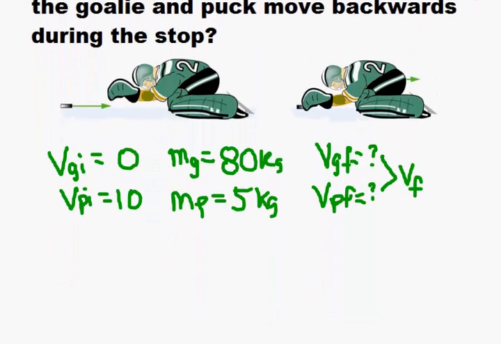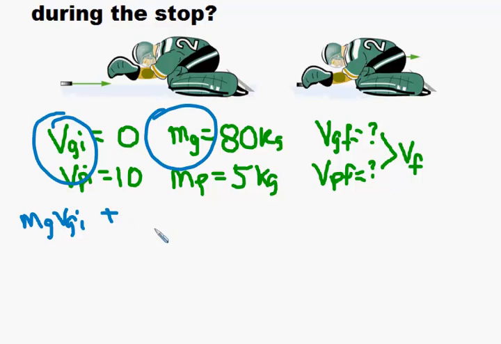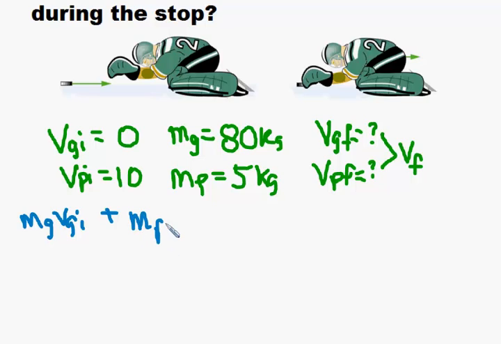All right, and now we write our equation, plug in our numbers, and solve. So writing out the equation. On the left-hand side, momentum initial, m times v initial. So mass of the goalie, velocity of the goalie initial, that was these two. And then we add mass of the puck, velocity of the puck initial, that was these two.